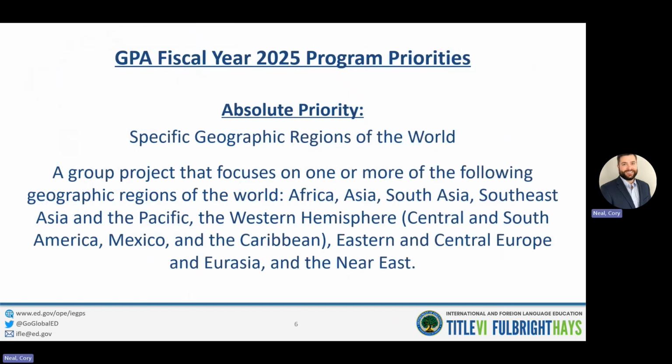As always, we do have an absolute priority, which is specific geographic regions of the world. So a group project must focus on one or more of the following geographic regions: Africa, Asia, Southeast Asia, and the Pacific, the Western Hemisphere, including Central and South America, Mexico, and the Caribbean, Eastern and Central Europe and Eurasia, and the Near East. Please note that GPA long-term projects that focus on Western Europe will not be reviewed.